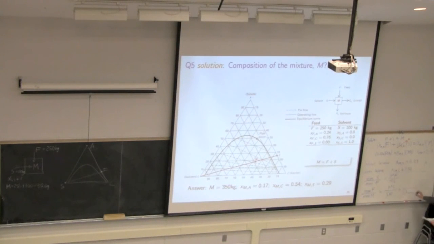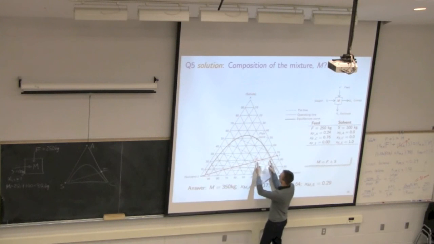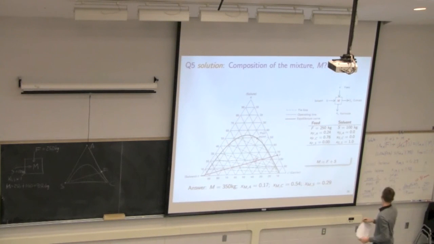And then I can go find length MS. And that's equal to the mass of F divided by the mass of M, which is 250 kilos divided by 350. So I can quickly then find that that length MS on my scale was 81 millimeters. Okay, so I measure MS or SM was 81 millimeters, that's the difference, and then the total length was 130 millimeters.